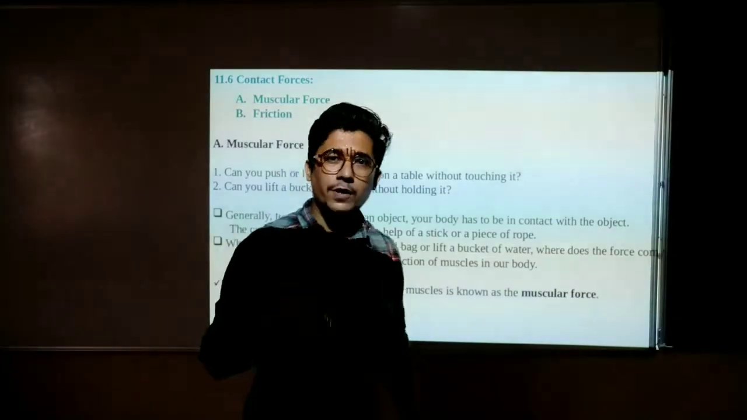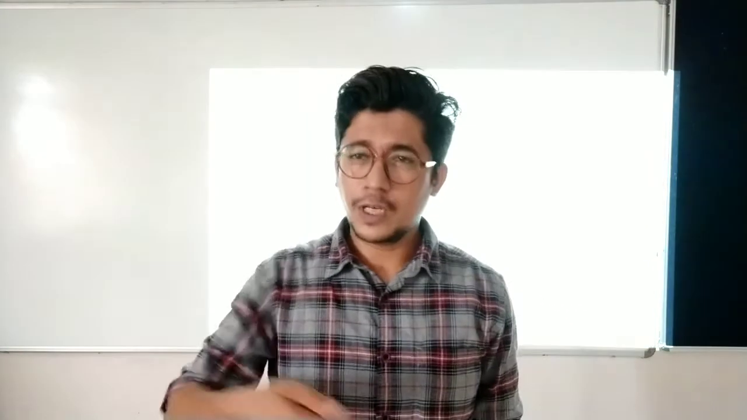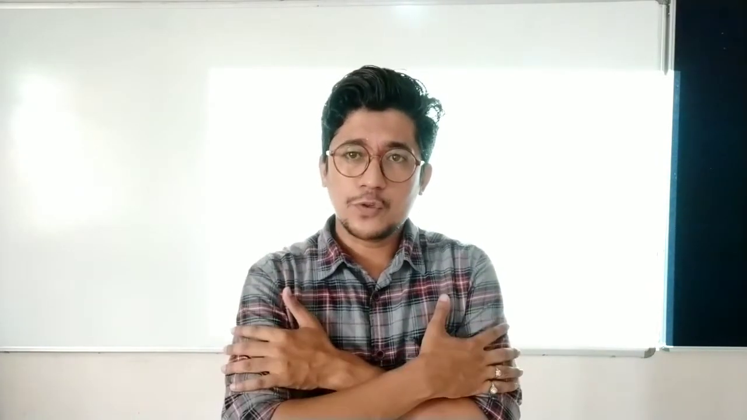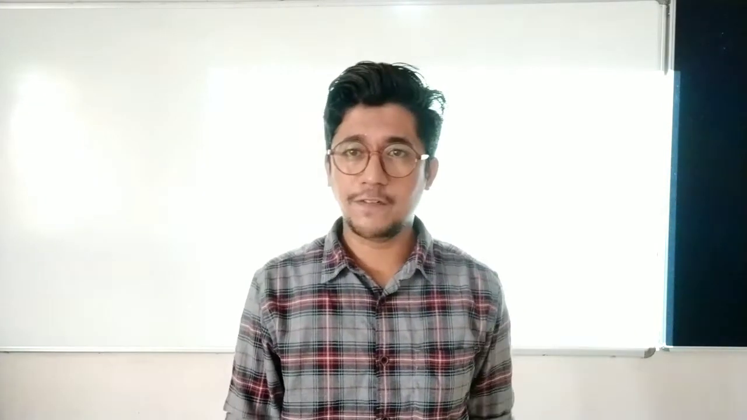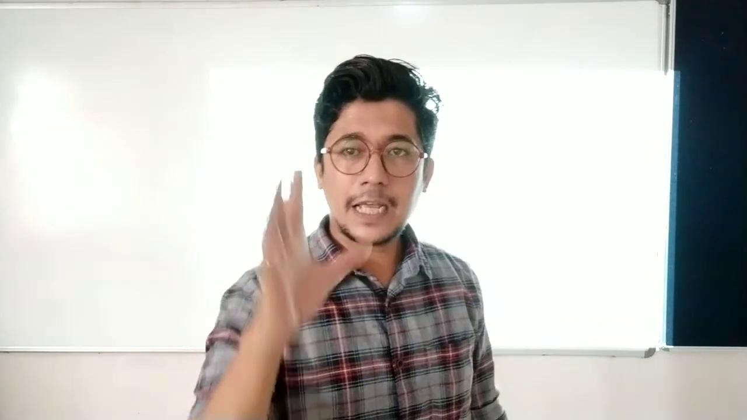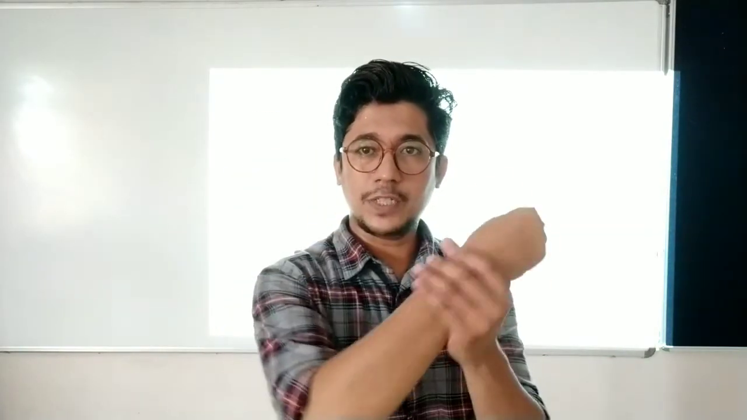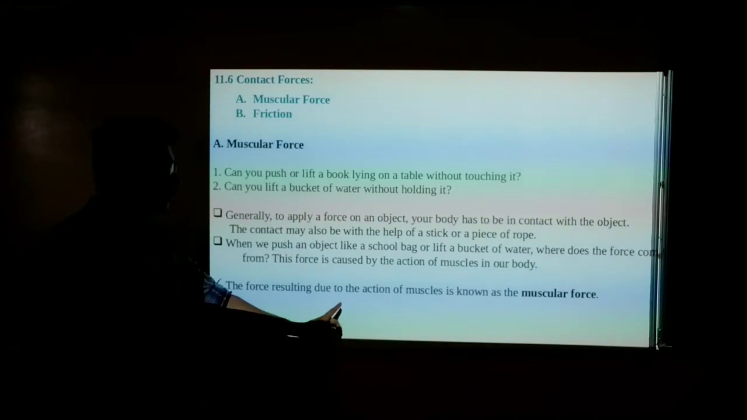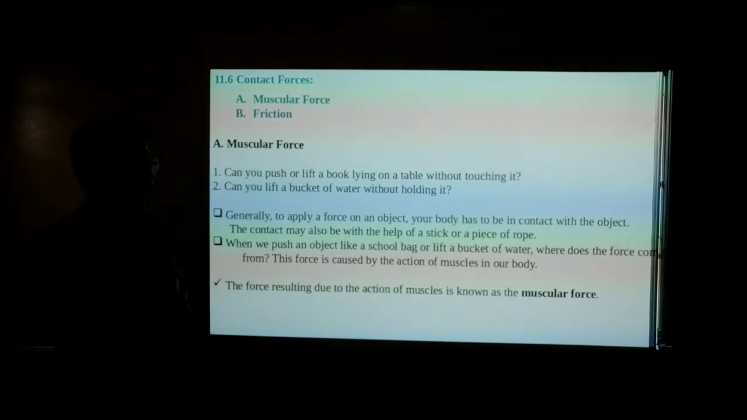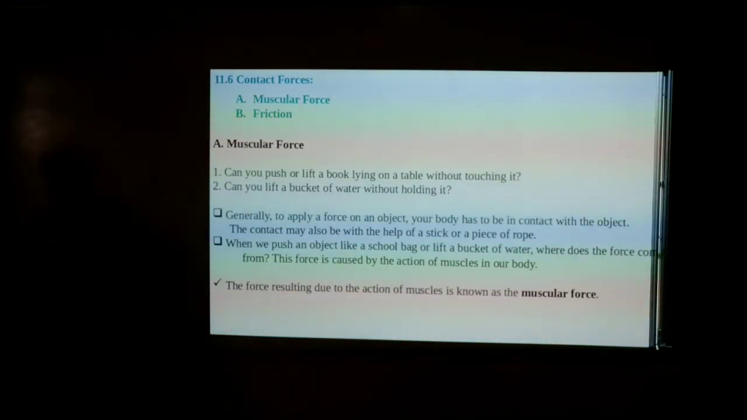When you are hitting something or pulling something, what do you use? You are using your muscles. That force is generated by your body, by means of the glucose that you have studied in biology. Such force generated by muscles, like wrenching or twisting, comes from your body. The force resulting due to the action of muscles is known as muscular force. Now we will move to the next slide.